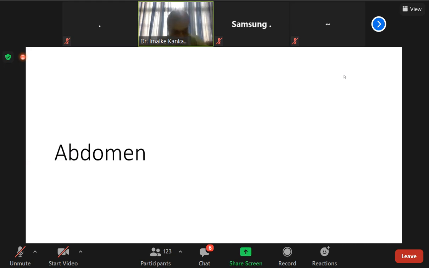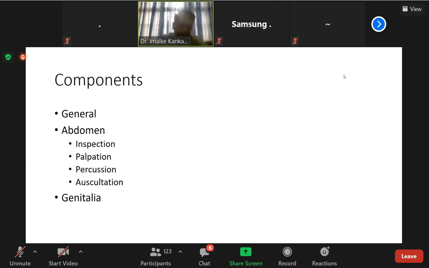You can't analyze, okay, hepatosplenomegaly with anemia, you can't always analyze at the exam. At least keep one or two differential diagnoses in your basket. Okay, so components of abdominal examination come as general examination, abdominal examination, and genitalia examination.